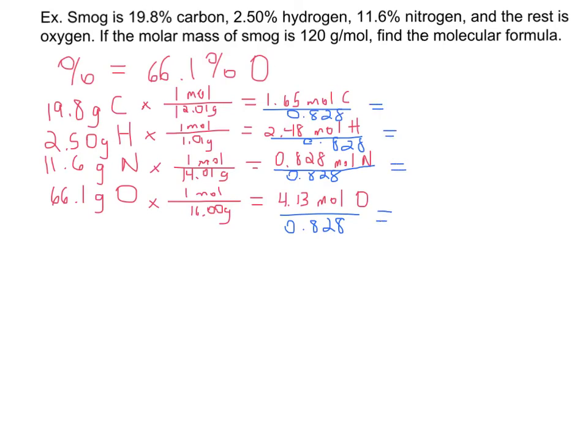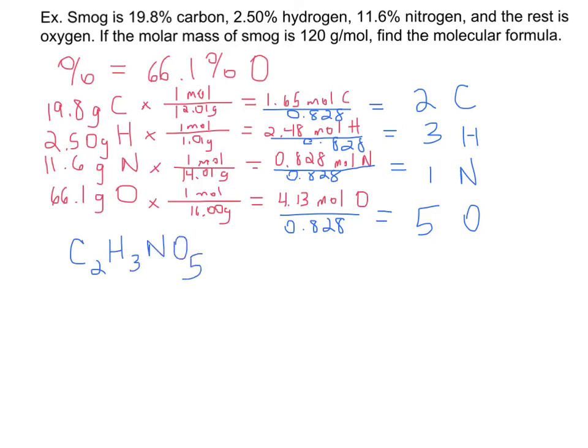Okay, so 1.65 divided by 0.828 should give me a number pretty close to 2. 2.48 divided by 0.828 should give me a number pretty close to 3. 0.828 divided by 0.828 is 1, and 4.13 divided by 0.828 should give me a number pretty close to 5. Okay, so if I have 2 carbons, 3 hydrogens, 1 nitrogen, and 5 O's, how I can write that is C2H3NO5. And that is our empirical formula.